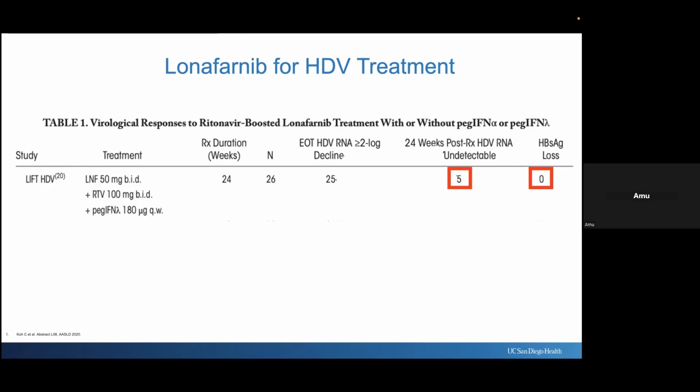One of the significant concerns about lonafarnib is the potential adverse effects of intracellular accumulation of hepatitis D particles, and whether this may induce a cytotoxic effect or immune-mediated destruction of hepatocytes. Another concern is that since farnesyl transferases are important host cellular enzymes common to various other cellular pathways, there could be complications from that.